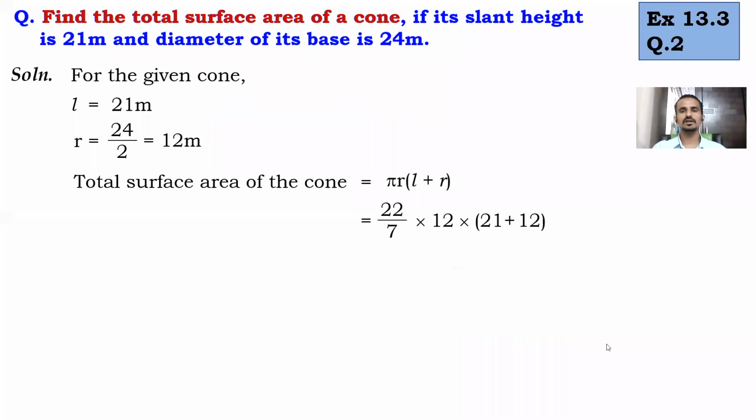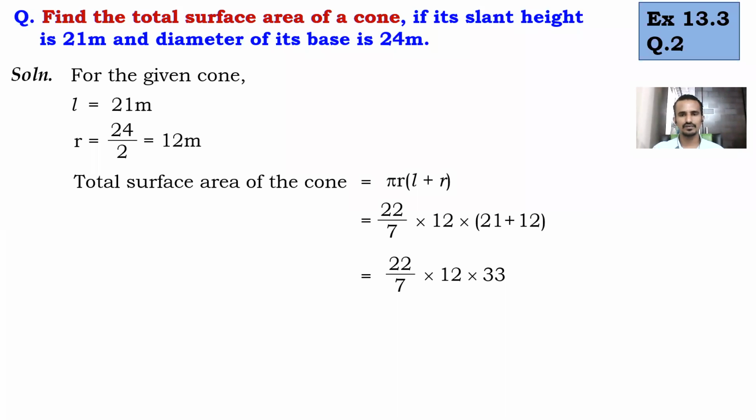Okay, so here we have to solve this bracket first. We have to do this addition. There is no cancellation possible because 12 and 7 cannot be cancelled. We cannot divide 12 by 7. So let's add the numbers in the bracket. So 22 upon 7 into 12. In the bracket 21 plus 12, it will become 33. Still there is no division possible. So the only option we have is multiply all the three numbers, 22 into 12 into 33, and then divide it by 7.